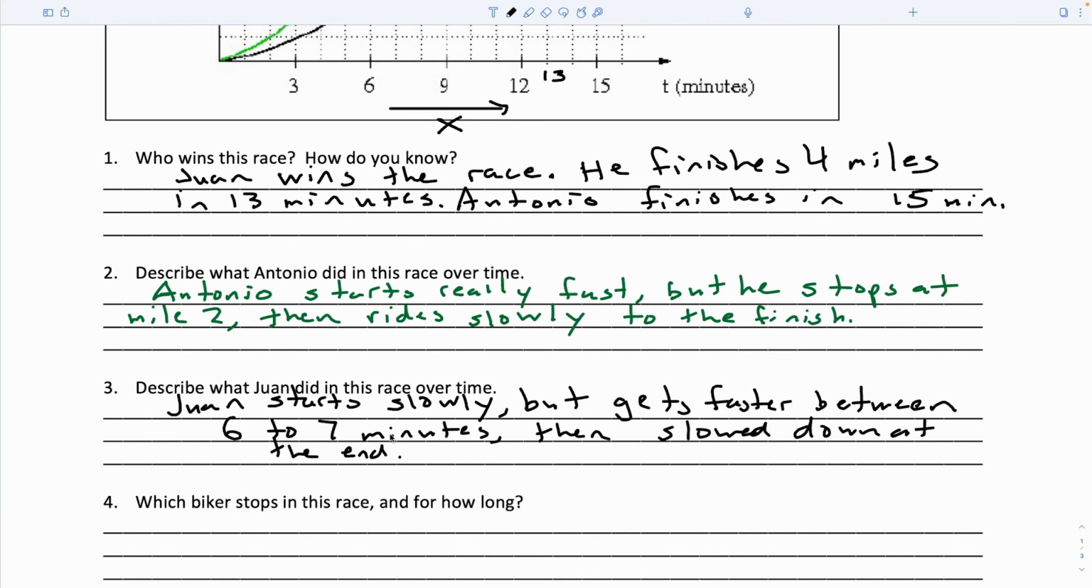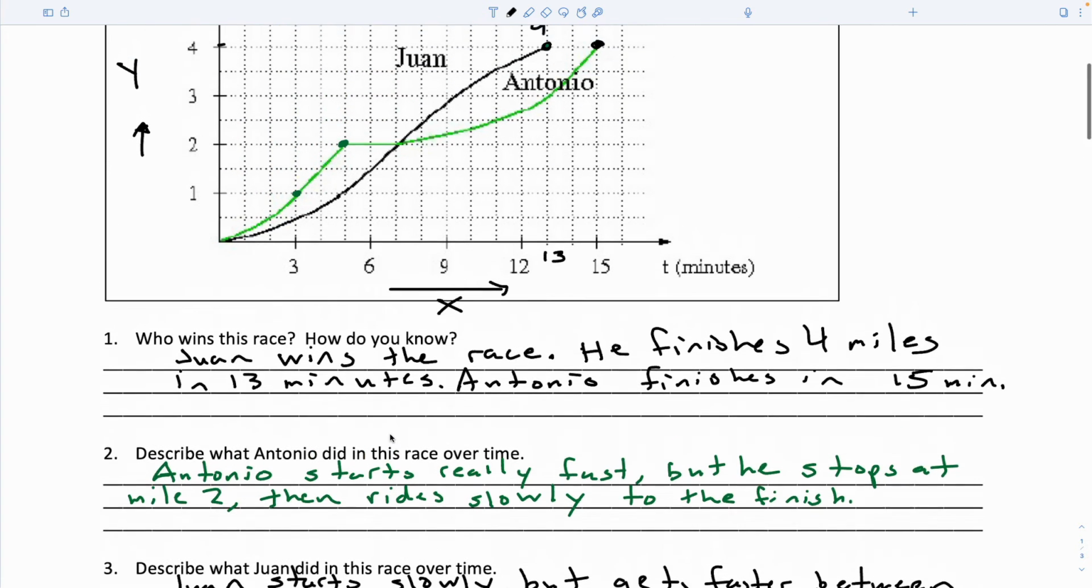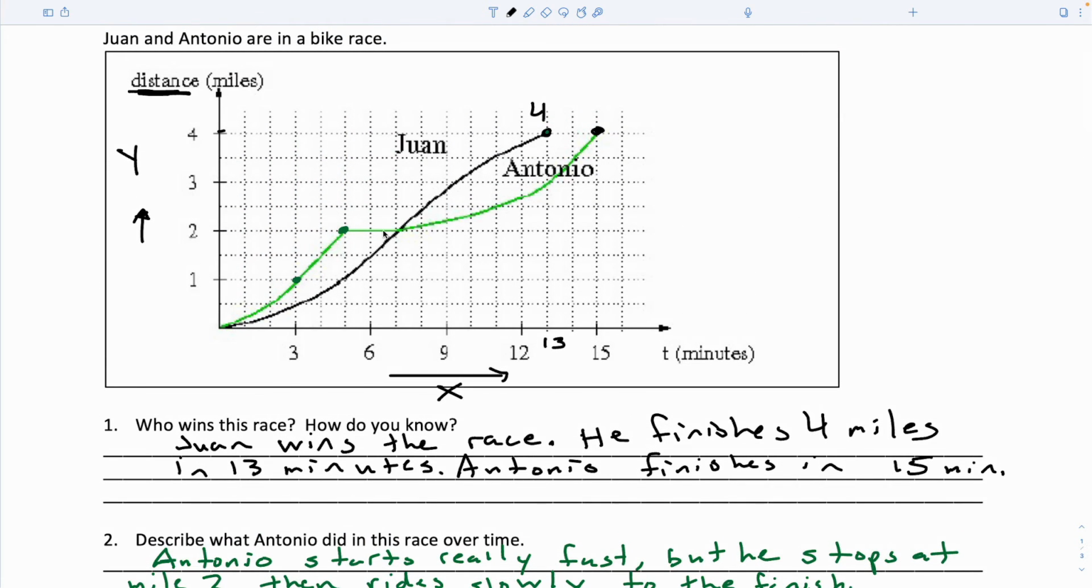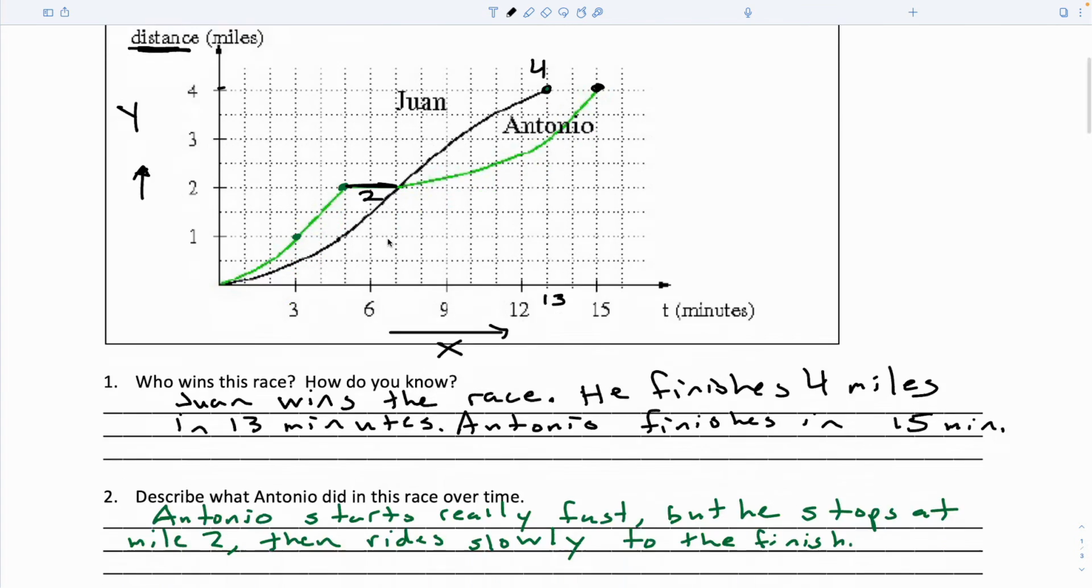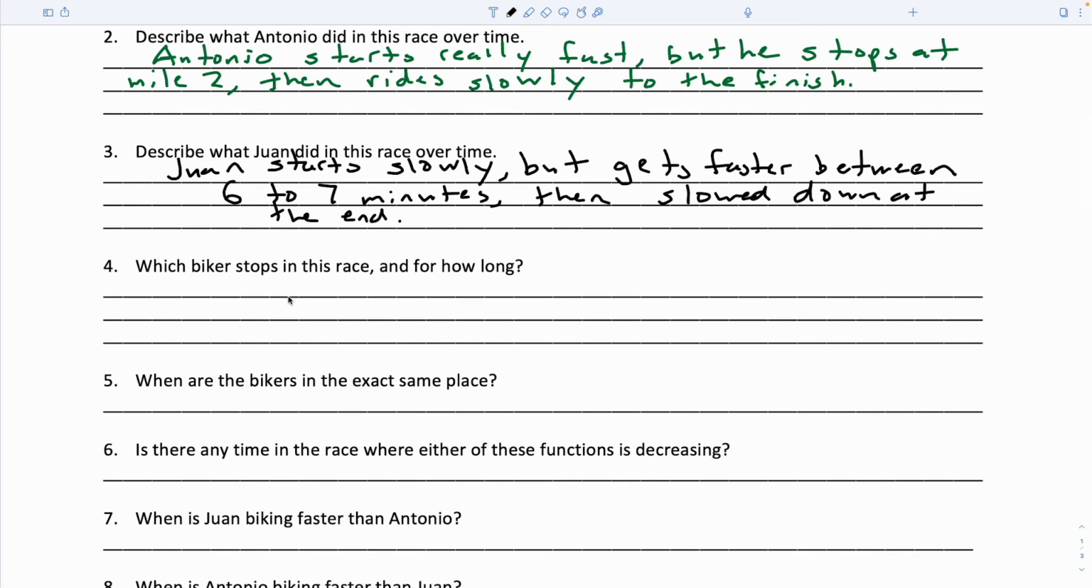Which biker stops in this race? Well, we already looked at that weird flat part. It looks like Antonio stopped for about 5 to 7. So between minutes 5 and 7, he stopped for 2 whole minutes. That was Antonio. Antonio stopped for 2 minutes.